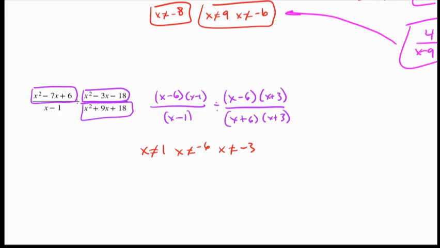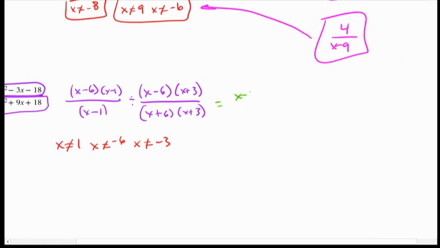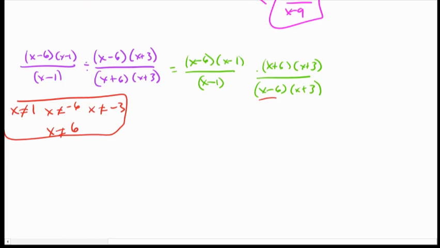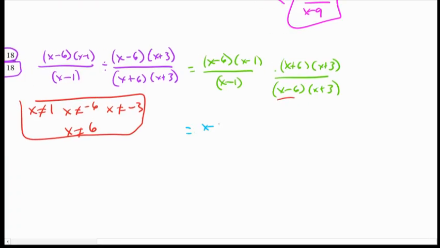Then I change this a little bit to multiply by the reciprocal, so it becomes all the same thing on the left to keep all this the same. And then I multiply by the reciprocal, so x plus 6, x plus 3 over x minus 6, x plus 3. I double check for any more excluded values, which looks like I have one more because x can't equal +6 either. And then I multiply across and rearrange. So I'm going to do this below. So x minus 6, x minus 1, x plus 3, x plus 6.